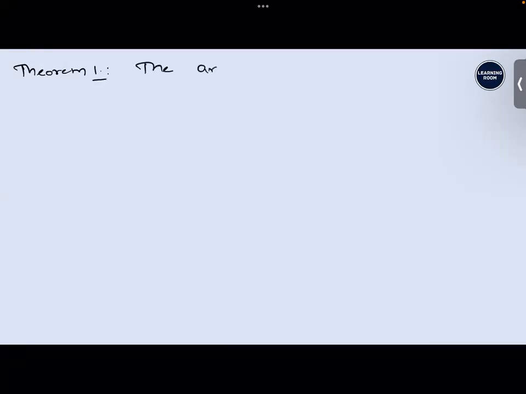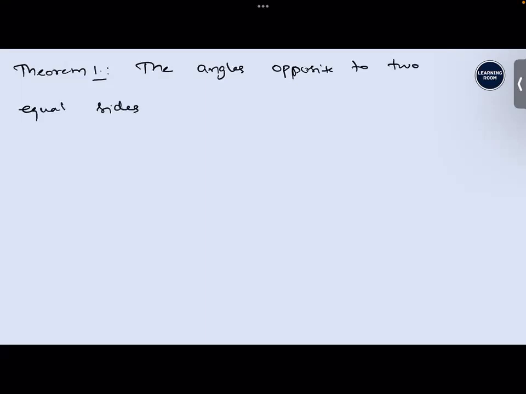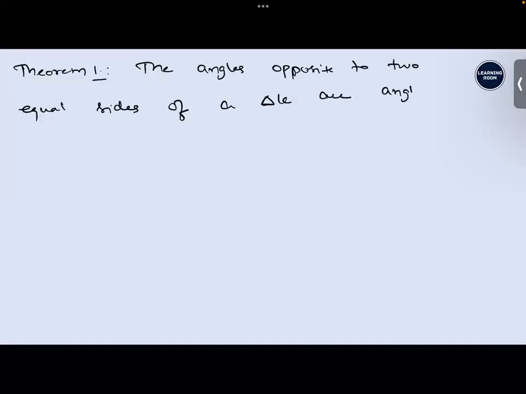So, theorem 1. This is an important one. The angles opposite to two equal sides of a triangle are equal.